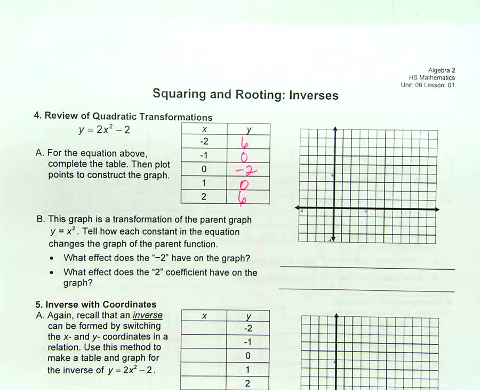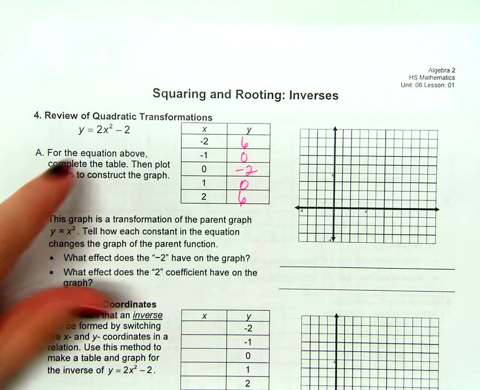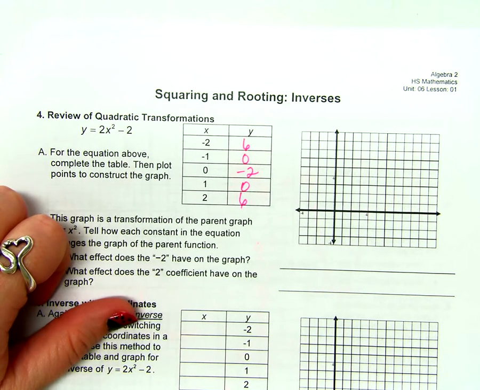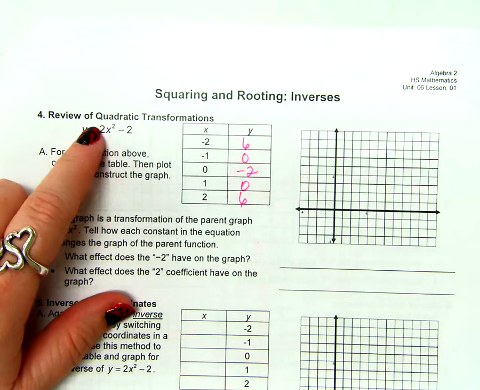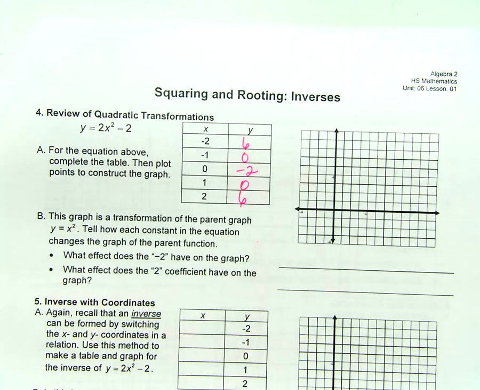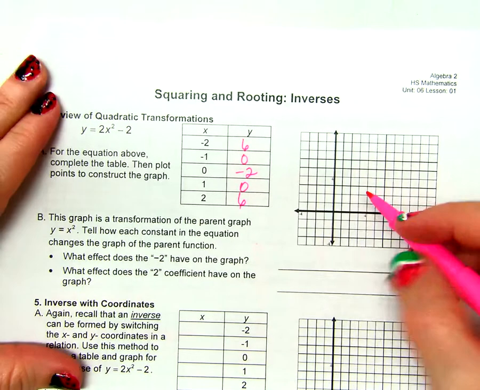Yes? Negative 2 squared is 4. 4 times 2 is 8. 8 minus 2 is 6. Negative 1 squared is 1 times 2 is 2. 2 minus 2 is 0. Yes? Okay, plot these points, please.